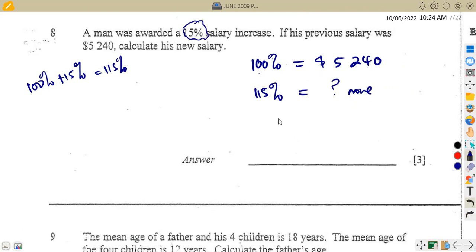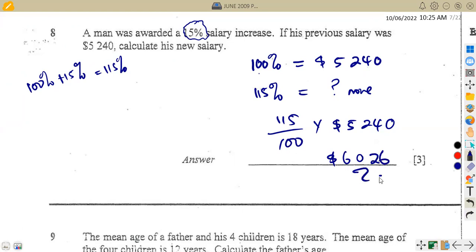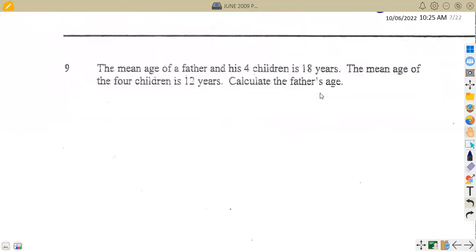This is going to be more. So it's 115 over 100 times 5,240. So actually, guys, we have to reduce everything, multiply, and so forth. If you do that, you are going to obtain something like 6,026. All right, so I want you to expand and see. Multiply this. I think the idea is there. This part is for you to multiply this and that.